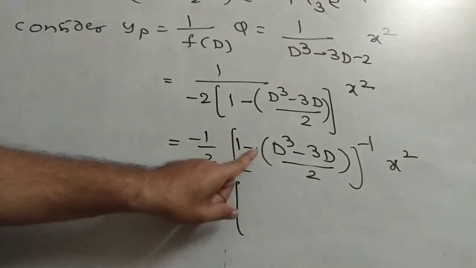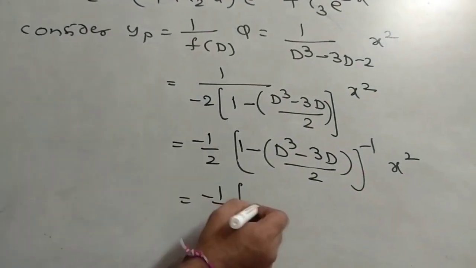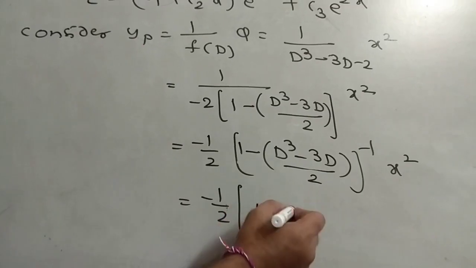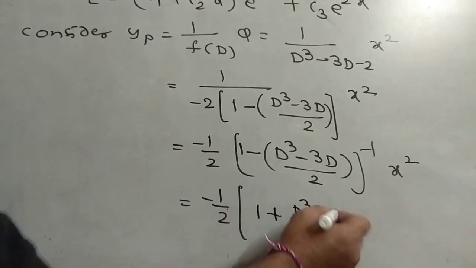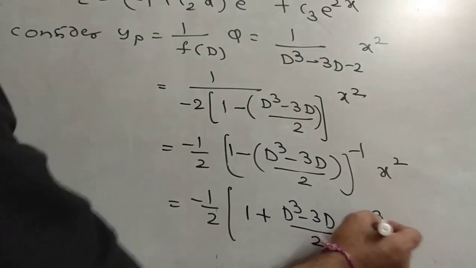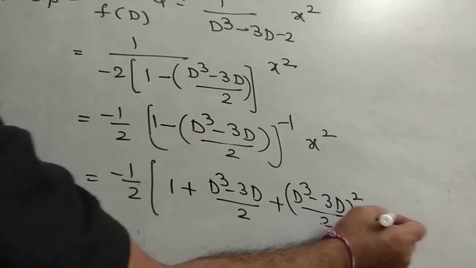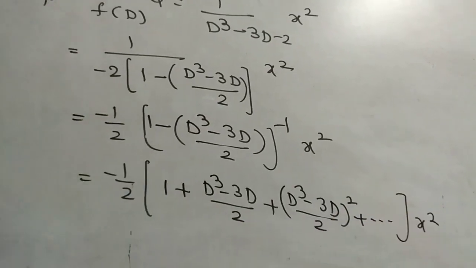This is looking like (1 minus x) whole power minus 1. As per the principle, it is 1 plus x value, (d cube minus 3d) divided by 2. Next, plus x square, ((d cube minus 3d) divided by 2) whole square, and plus so on. This is of x square value.